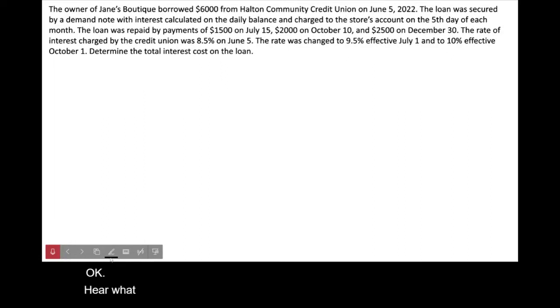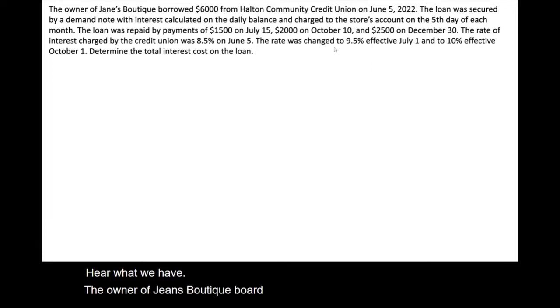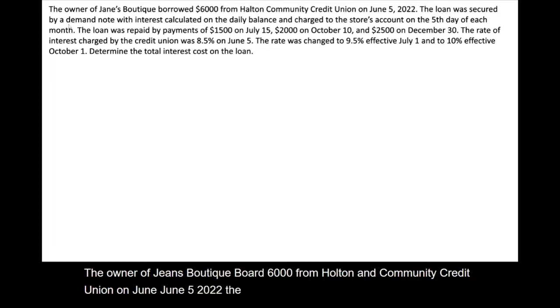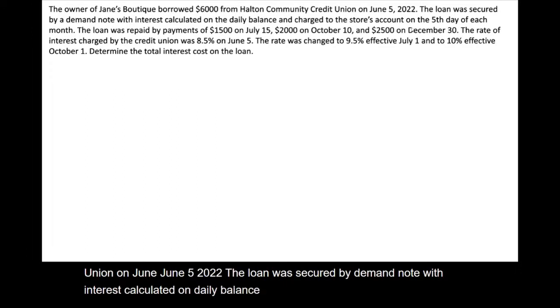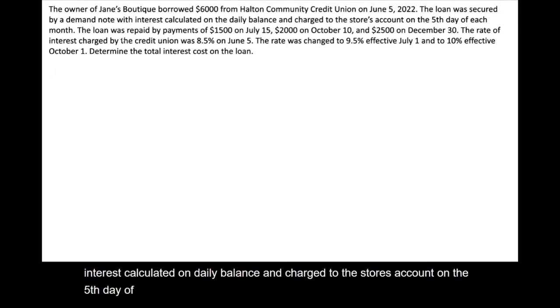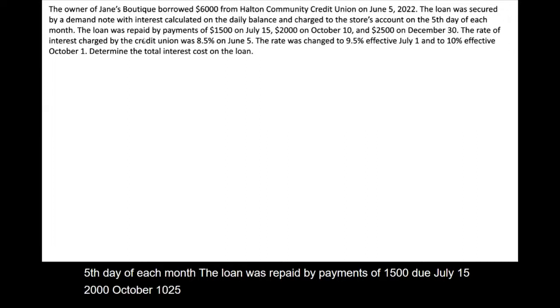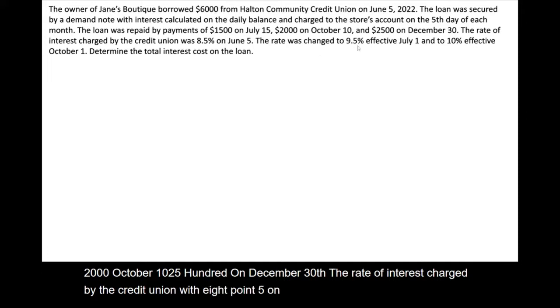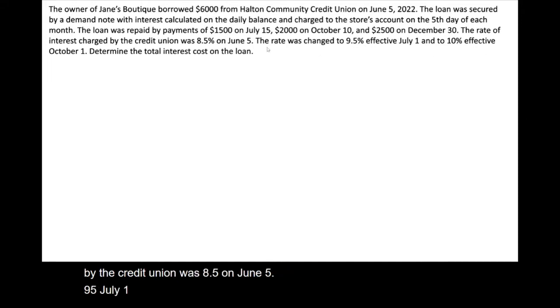Here is what we have. The owner of Jane's Boutique borrowed $6,000 from Halton Community Credit Union on June 5, 2022. The loan was secured by a demand note with interest calculated on the daily balance and charged to the store's account on the 5th day of each month. The loan was repaid by payments of $1,500 due July 15, $2,000 October 10, and $2,500 on December 30th. The rate of interest charged by the credit union was 8.5% on June 5, 9.5% on July 1, and 10% on October 1. Determine the total interest.